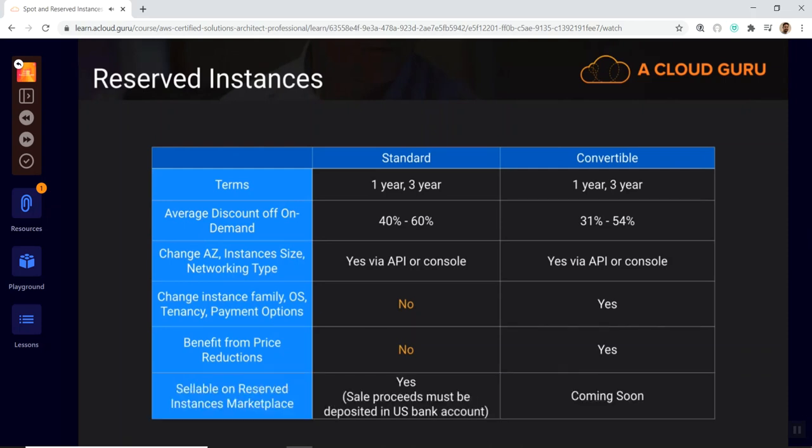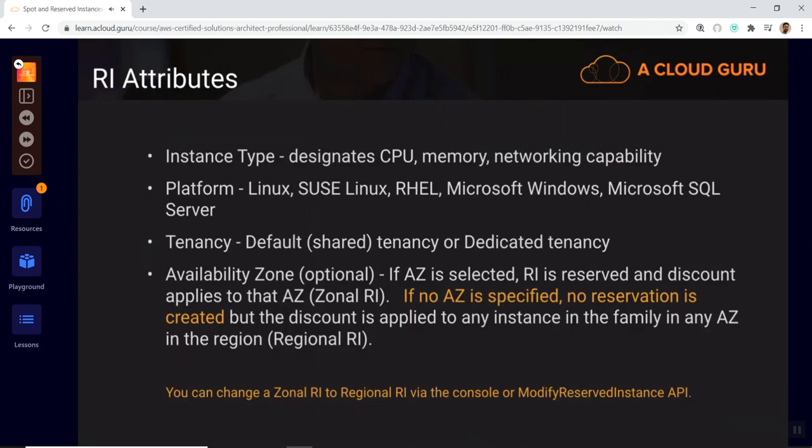And presently, right now, only standard instances are saleable on the reserved instance marketplace. That's that secondary market. AWS says that sometime soon you're going to be able to sell convertible instances on the marketplace. So if we look at some of the attributes of a reserved instance, we have to define the instance type. That's just the memory, the CPU, the networking capabilities. We have to define what we want as far as a platform. Then we have to decide what we want as our tenancy, either shared or dedicated. And optionally, we can define an availability zone.